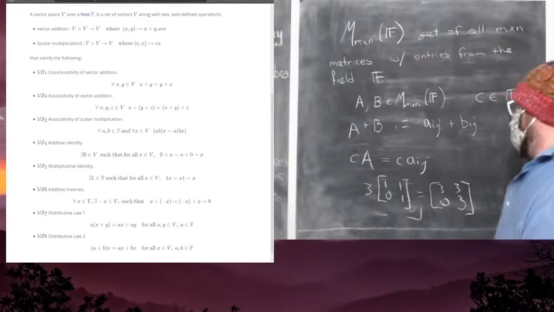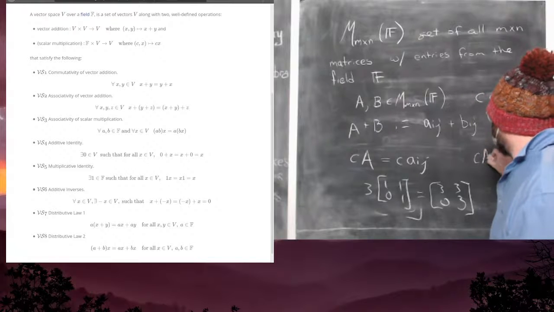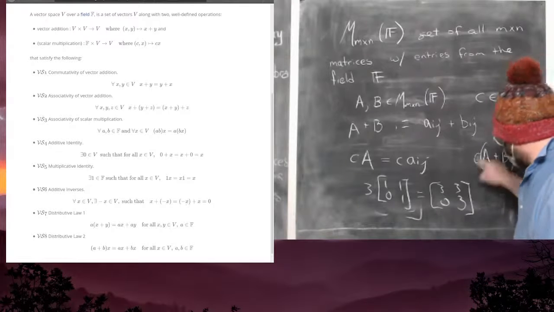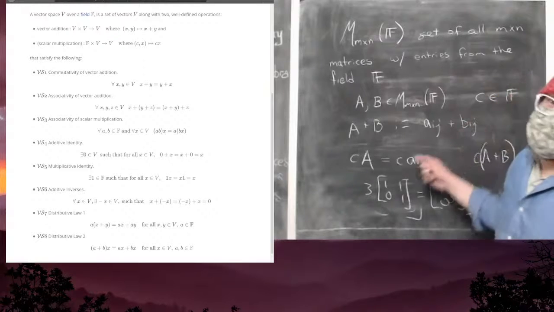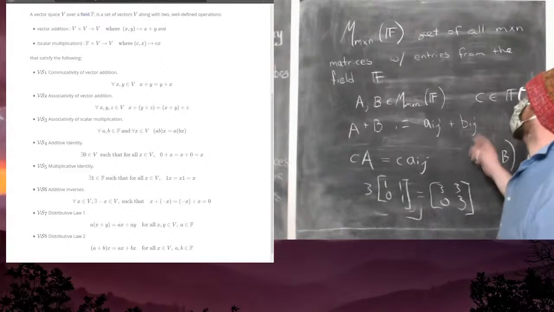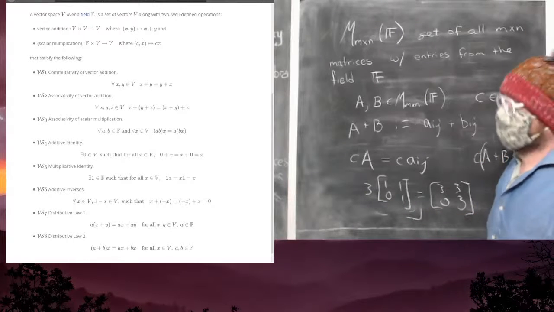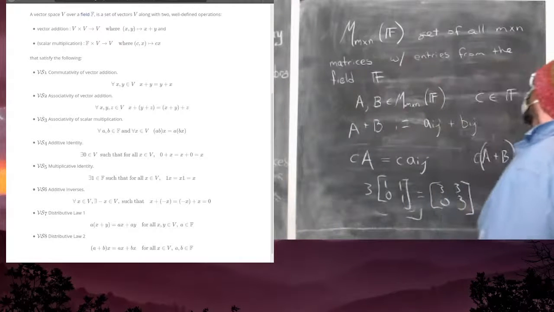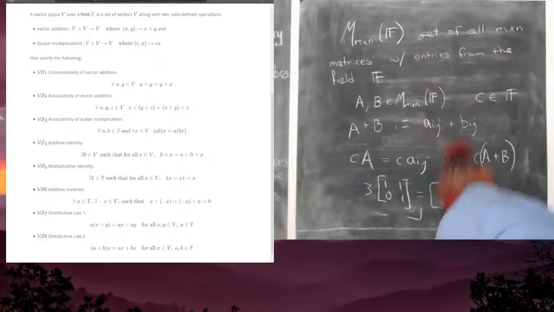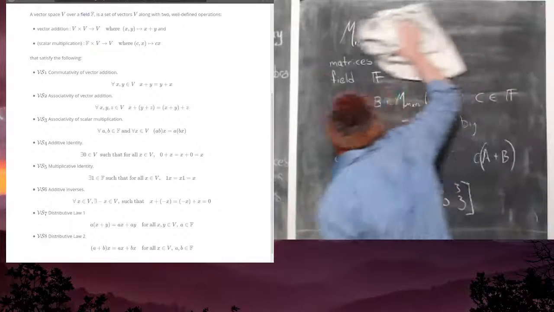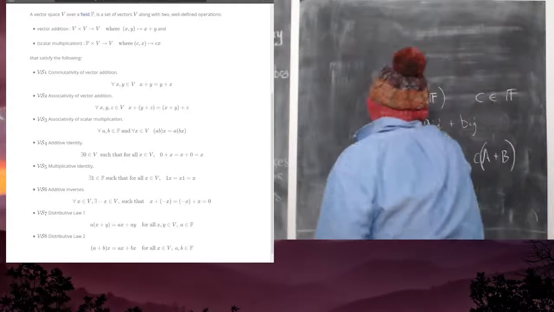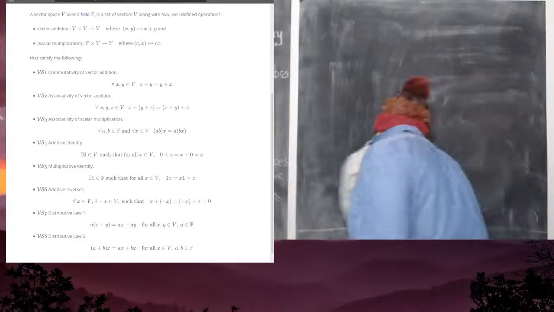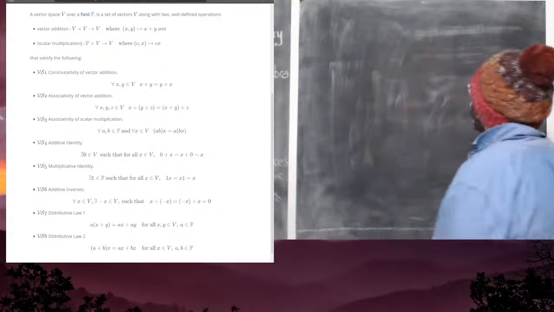And again, if you have this sort of thing, what's going to happen? Everything's going to distribute inside these matrices, because all of the components are from the field. And because the components are from the field, everything works. So we're going to spend a lot of time with matrices. A great deal of time.